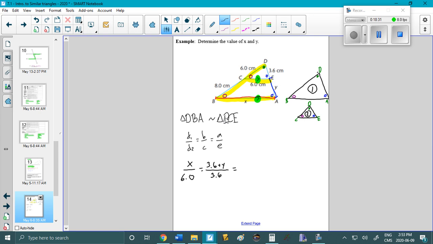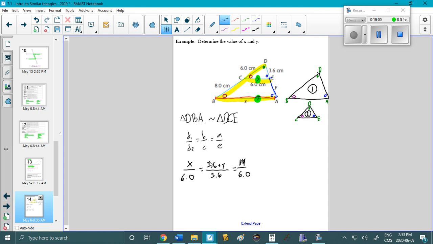Equals, and now we need little a. So little a is going to be this whole big side here. Now check this out. This whole big side here is 8 plus 6, so 14. And little e is just the little guy, and that's 6.0. Okay, now we're ready to solve.